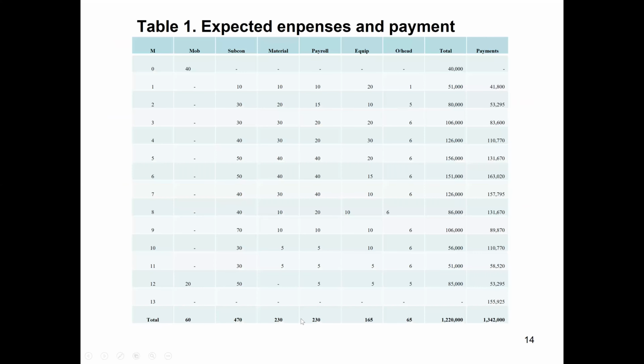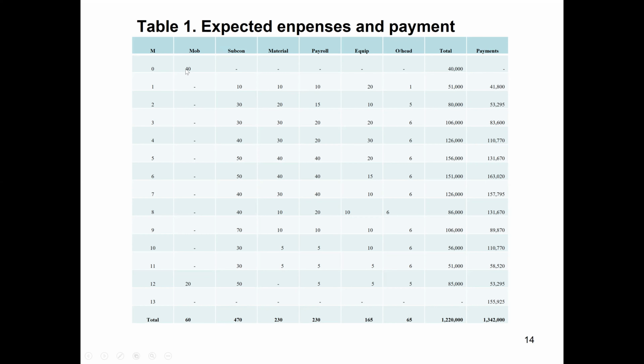In the next table, the first column M is month, second is the mobilization, third is subcontractors, fourth is material, then payroll, where the contractor is going to pay cash money, or a deposit in the account, or a check. Then they have equipment and the overheads. Okay. So all these figures are shown in thousands.